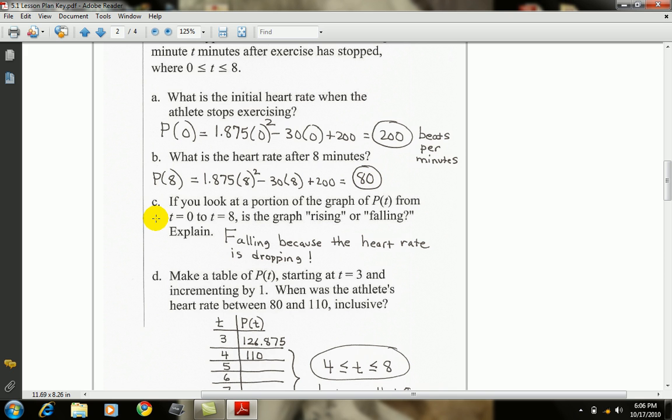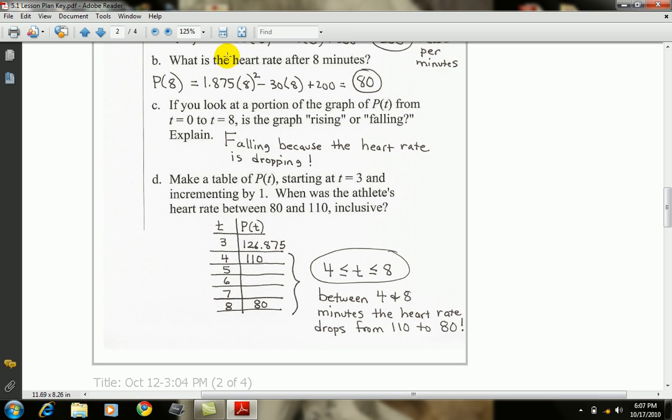Okay, part C. If you look at a portion of this graph, the graph of P of t from 0 to 8, is the graph rising or falling? Well, we don't even need to look at the graph to tell. The answer that I have written here is the graph is actually falling. It's going downhill, and that's because you're measuring the heart rate, and the heart rate better be dropping.